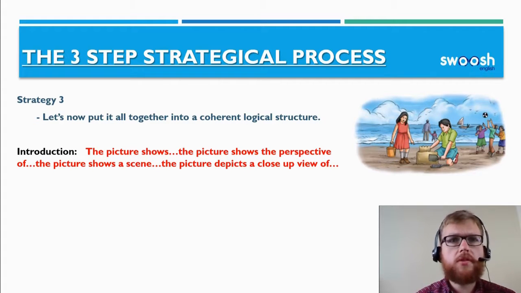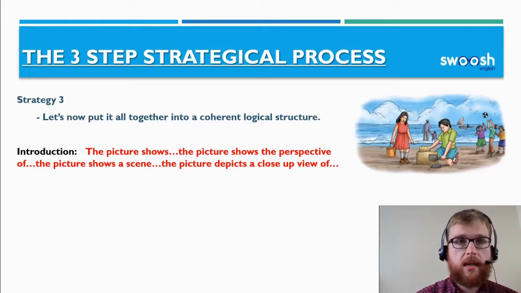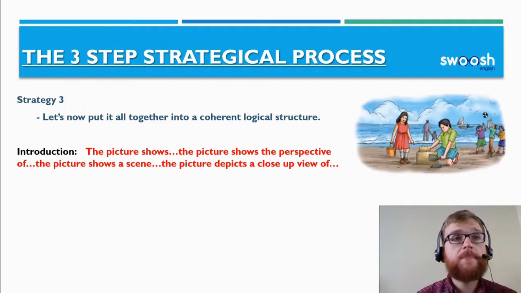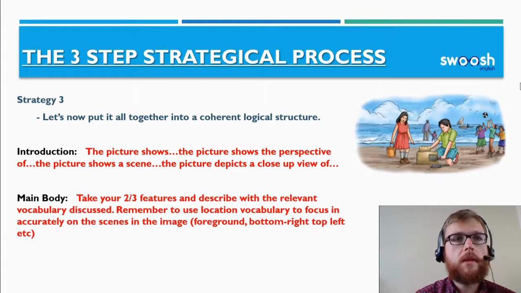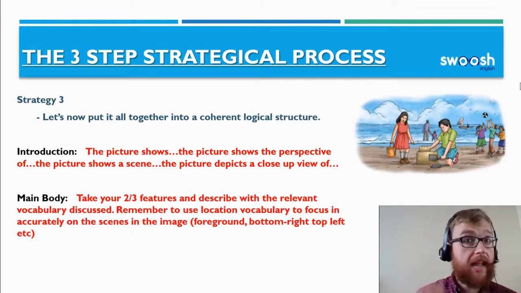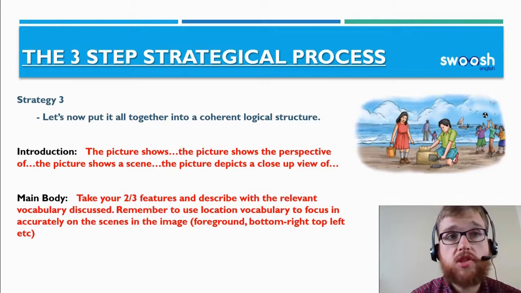So how could we actually put this into a formal introduction? We'll take the first phrase. The picture shows a beach scene by the coast on the shore. The picture shows the perspective of a person standing by the beach, viewing various activities on the beach, etc. We're looking to frame the overall image and the context of what is happening with our introduction. Main body, you are taking once again, like the chart and the graph, your 2 to 3 main features and describing them with the relevant vocabulary discussed.